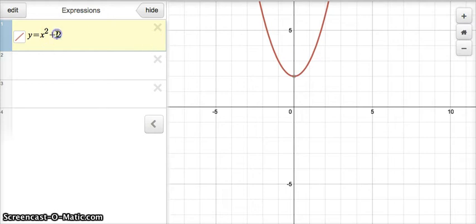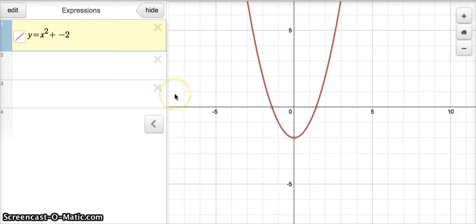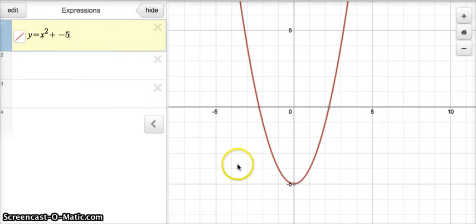So likewise, if it's a negative 2, it will lower the whole graph, right? It makes total sense. And then a minus 5 is going to lower it even more.